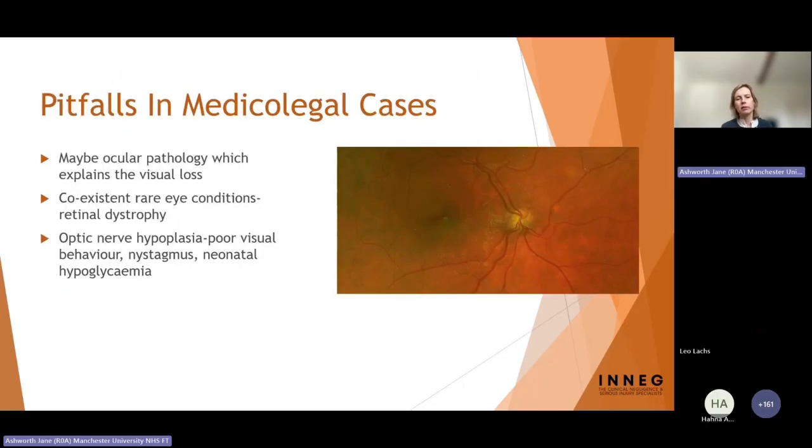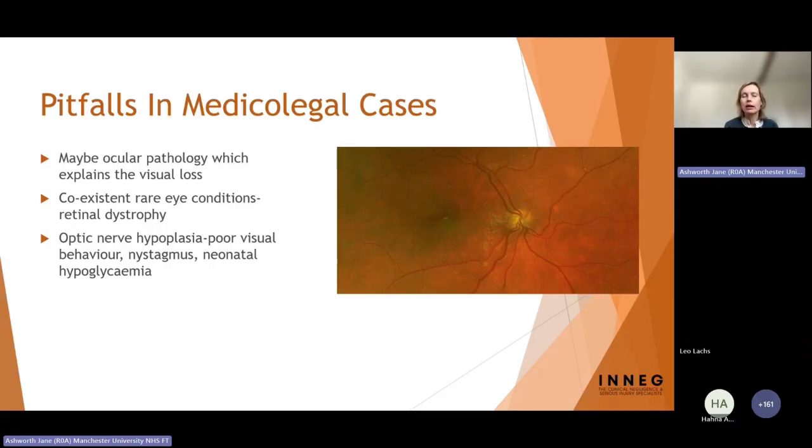So, coming to the end now, I just want to mention that there are pitfalls in medico-legal cases of children with brain injuries. I've had several cases now where the child's had poor vision and it's been thought to be due to a brain injury. In one case, a child had a birth trauma and had very poor vision, and it was not initially apparent that the child had a problem with their retina. They actually had a rare genetic eye condition, a retinal dystrophy, which affected their vision rather than the birth trauma.